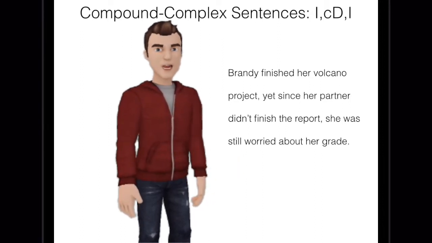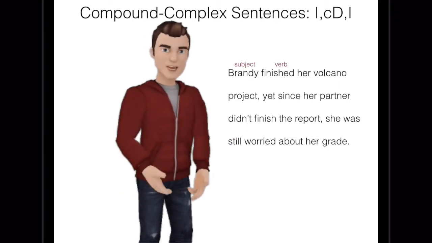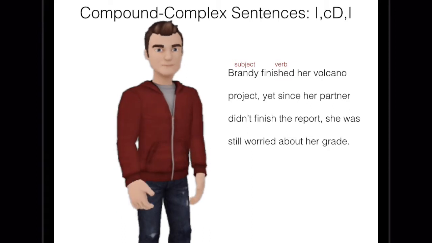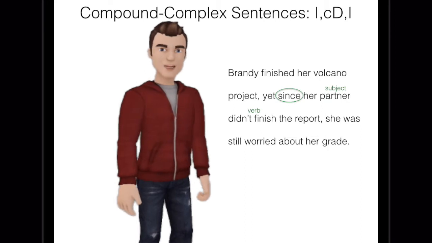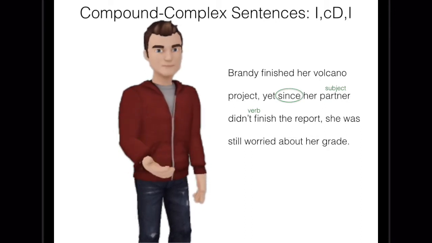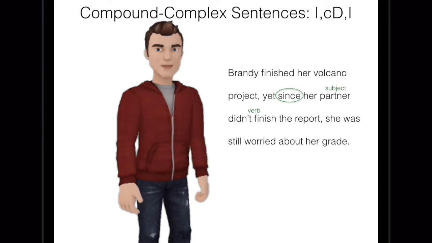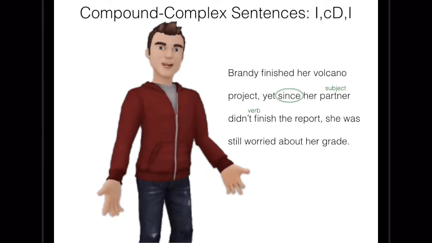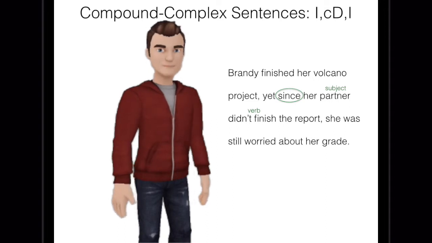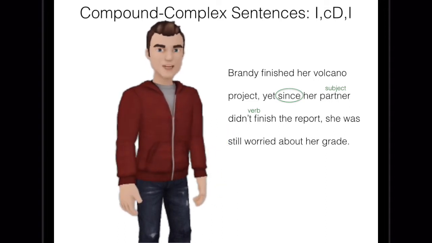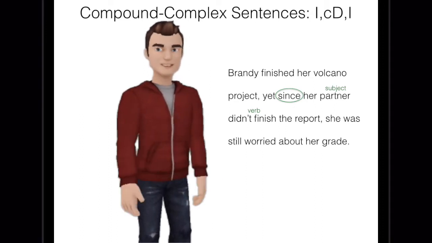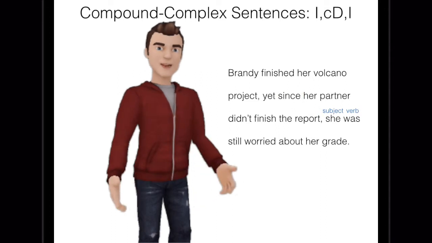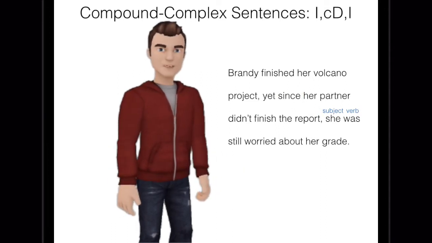The first clause that we have is an independent clause. So we have subject verb, Brandy finished. Then we have a comma and a conjunction. And then we have a dependent clause. We have the word since, which is a subordinating conjunction, followed by partner did finish, because not isn't a verb, it's an adverb. So we have since partner did finish. Alright, so that's our dependent clause, so we have a comma after that, and then we have an independent clause with a subject and verb. So we have she was. And then that's our formula for that one.